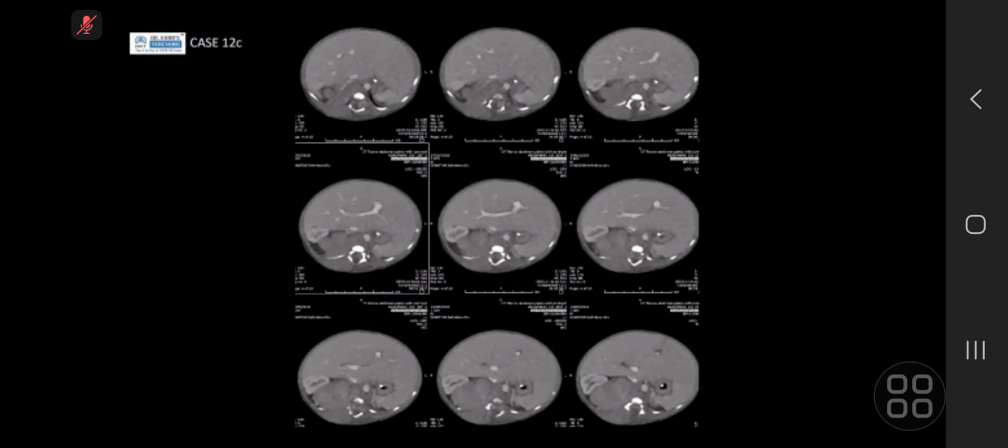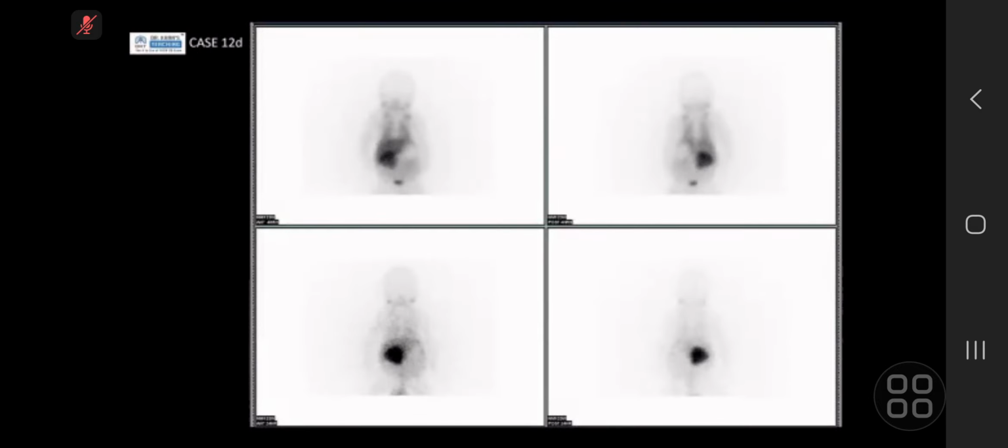Okay, so I've got a nuclear medicine scan as well. I think this is the MIBG scan. I could see the salivary glands and the heart, uptake in the heart and bilateral lungs.